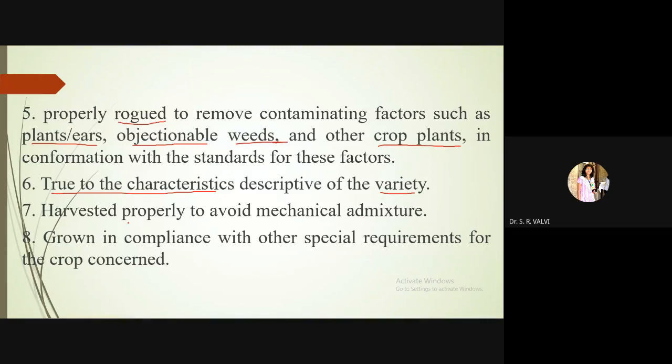Next point, harvested properly to avoid mechanical admixture. You have to harvest that particular crop, that particular seed, and it should not be mixed with any other contamination or admixture. It should also be grown in compliance with other special requirements for the crop, and other very basic things which are needed, which again you have to maintain for this field inspection.